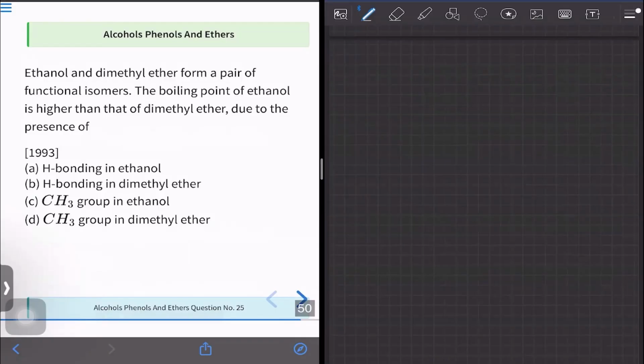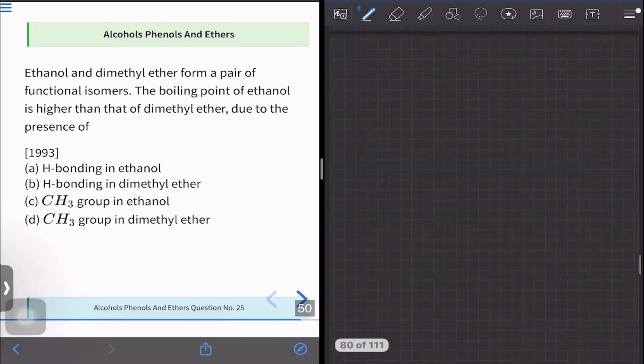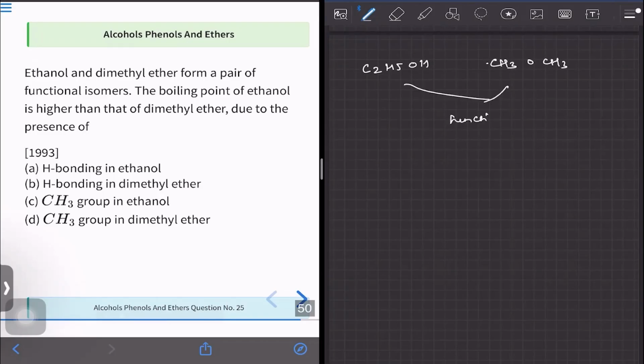Next question. Ethanol and dimethyl ether form a pair of functional isomers, and the boiling point of ethanol is higher than that of dimethyl ether. This is due to the presence of what? Ethanol is C2H5OH and dimethyl ether is CH3OCH3. See, the number of carbons. These are what is meant by functional isomers.